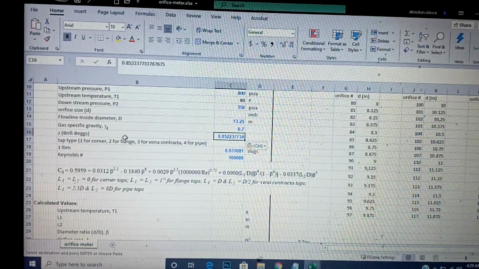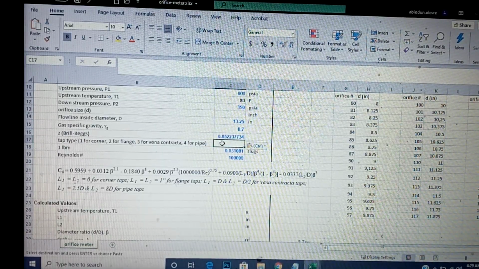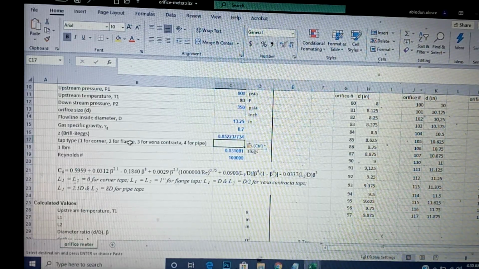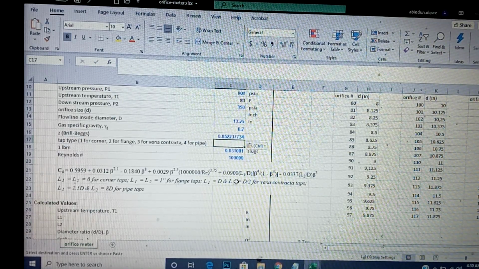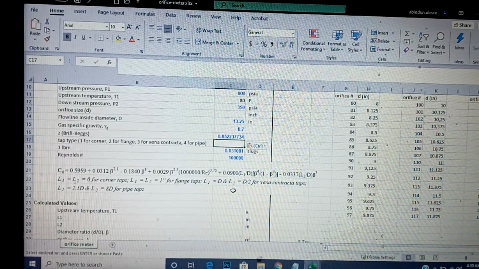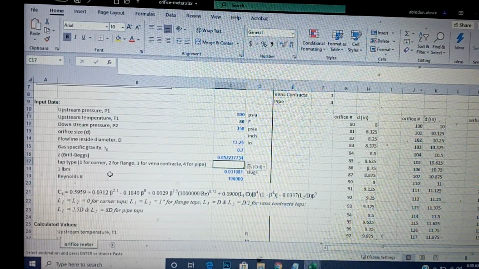So the next thing, okay, I'm going to be selecting the different tab. For orifice meter, we have 4 different types of tabs. Corner tab, flange tab, vena contracta, and pipe. Now the tabs means where I'm taking the pressure, upstream and downstream. So I'm going to be determining the distance of the tab from the orifice plate. For corner tab, the pressure upstream and downstream, they are taking right there at the plate.